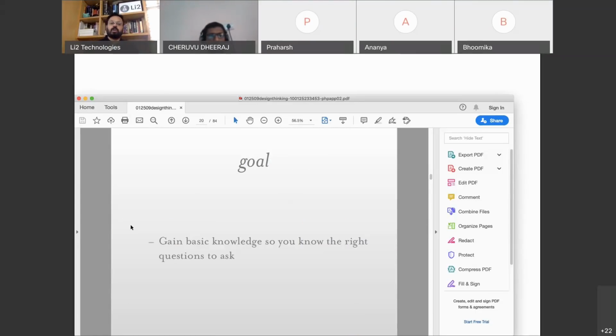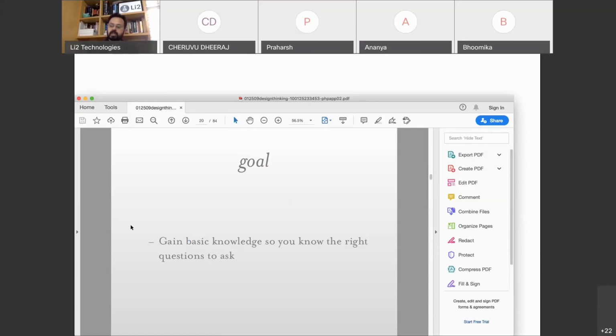So here is the goal of design thinking: gain basic knowledge so you know the right question to ask, right? So the purpose of design thinking is not to get answers. Please remember, you write it down. Design thinking is not about getting answers. Design thinking is about setting the context right. That's all, right? Getting the answers will happen in iteration phase. Getting the answers will happen in your idea phase and in your implementation phase.